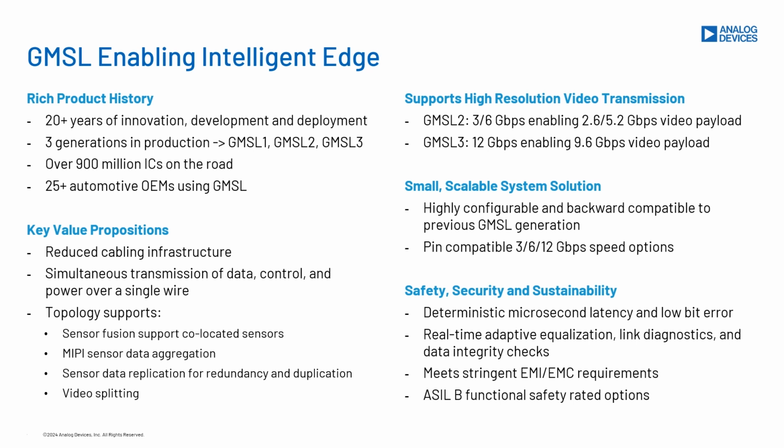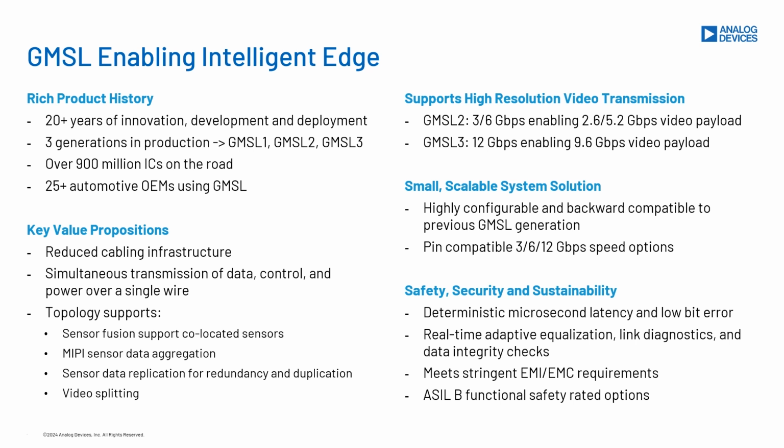Now there are 3 generations of GMSL product in production, from GMSL1 to GMSL3. In total, there are over 900 million ICs shipped for automotive customers, and we have more than 25 automotive OEMs all over the world using GMSL technology today.